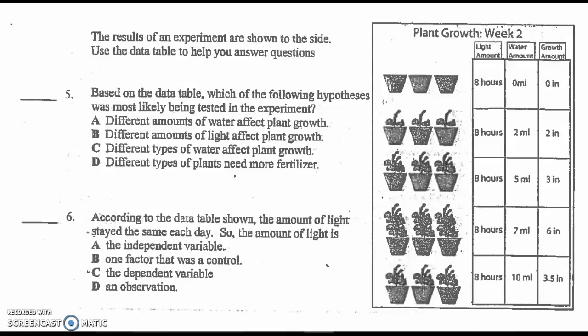Number 6. According to the data table shown, the amount of light stayed the same each day. So, the amount of light is A, the independent variable. B, the one factor that was a control. C, the dependent variable. D, an observation.